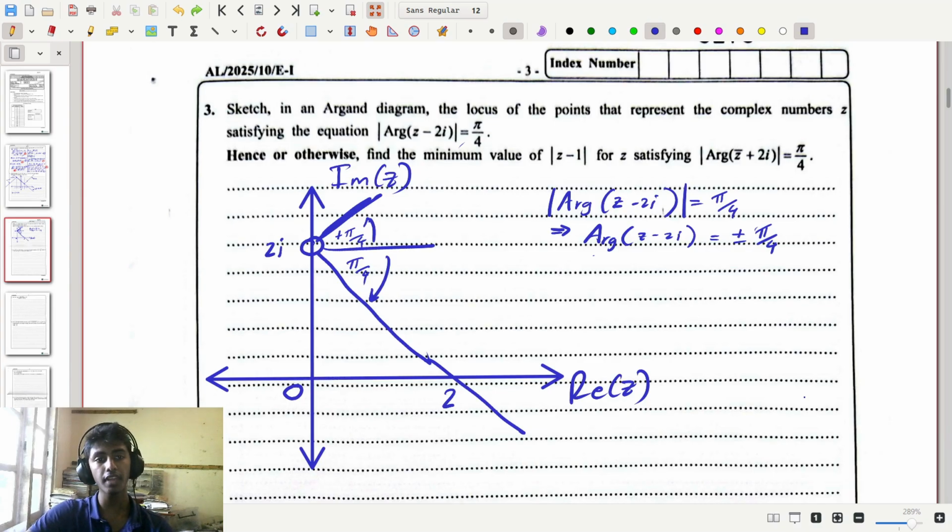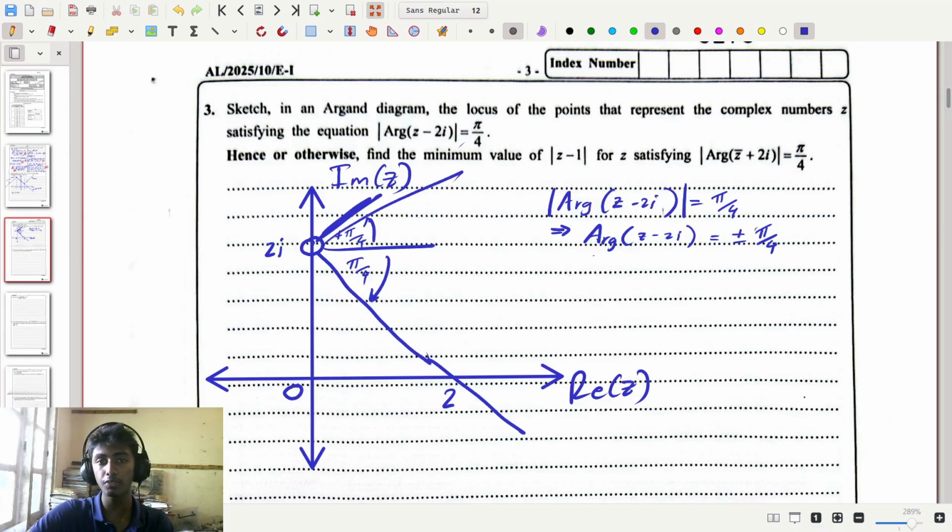So for the second question, they are saying, hence or otherwise find the minimum value of the modulus of z minus 1 for z satisfying this thing. So our z value is going to be something that is satisfying this equation here, meaning that it is either on this line here or this line here. So we need to look at only the points that are on this line and this line.